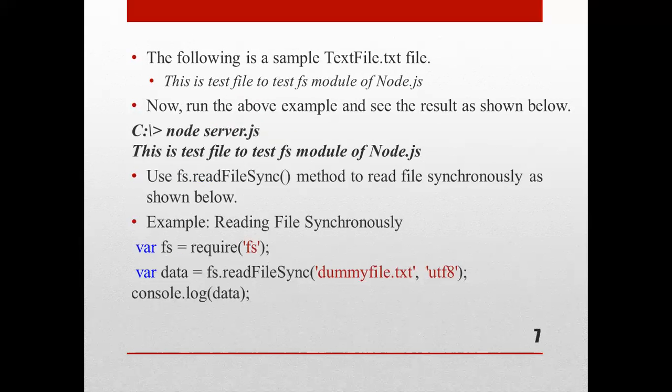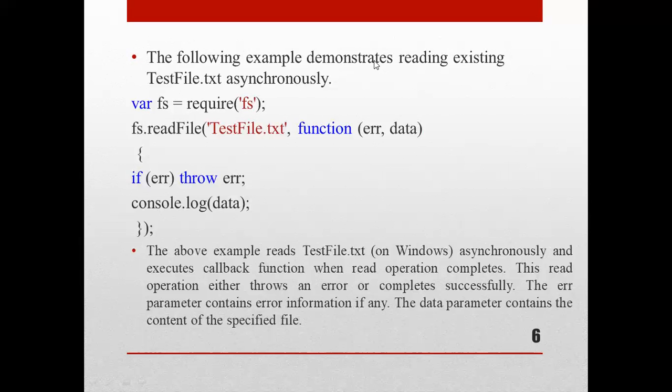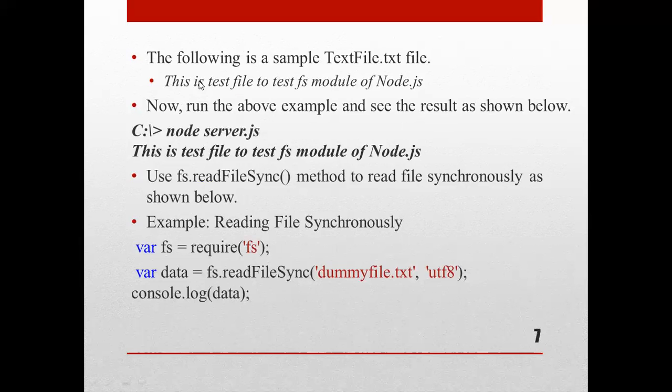Here you can see that sample file. For example, the text file we have taken in this example contains this data: this is the test file to test fs module of node.js. How can we run this? Use the file name like node, then the file name. After running this, it will give the data from that file.